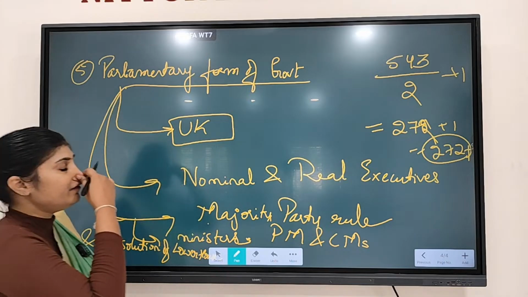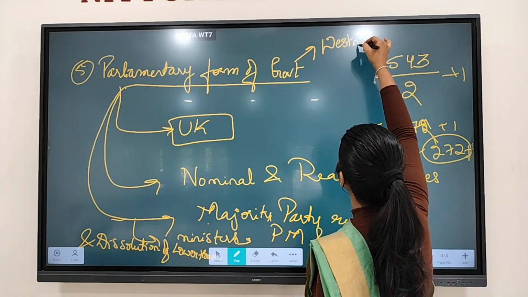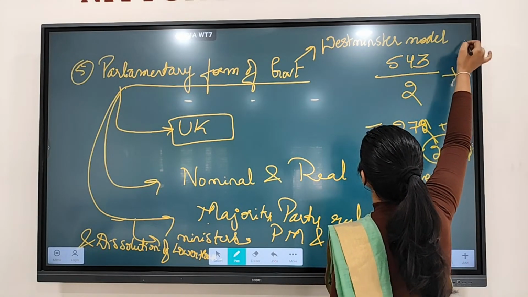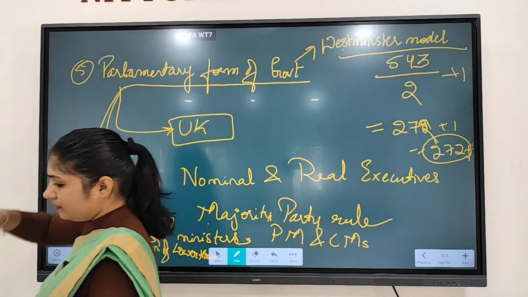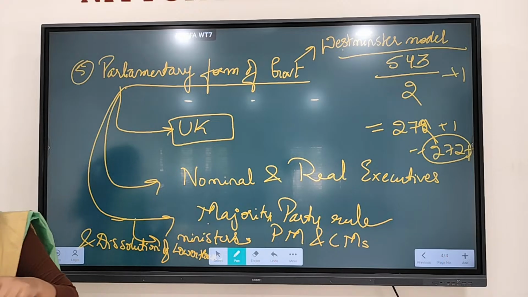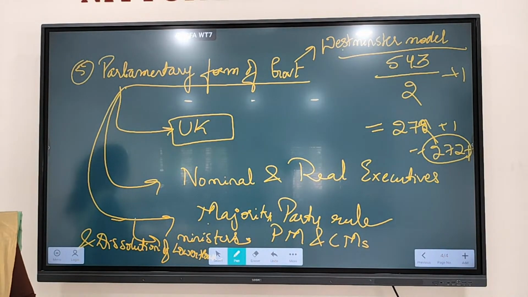And this parliamentary form of government is also called the Westminster model. Westminster is a place in UK. That is why they have given that name. Westminster, not minister. Westminster is a place in UK. In the UK the parliamentary form of government is called the Westminster model.